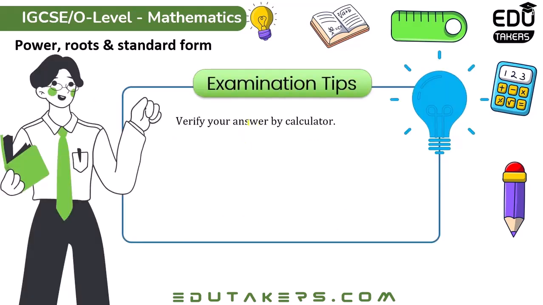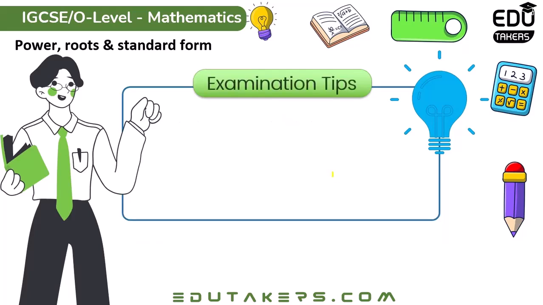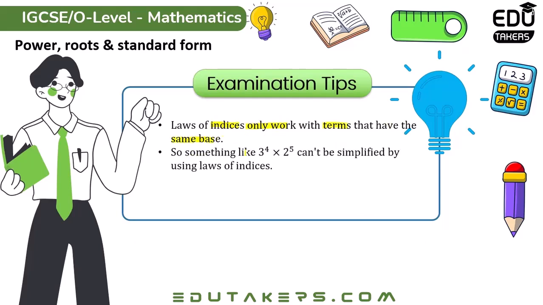Examination tip: verify your answer by calculator. Put in the question, which is 125 over 27, whole power negative 2 over 3. The answer is 9 over 25. Laws of indices only work with terms that have the same base. So something like 3 raised to power 4 times 2 raised to power 5 cannot be simplified by using laws of indices.